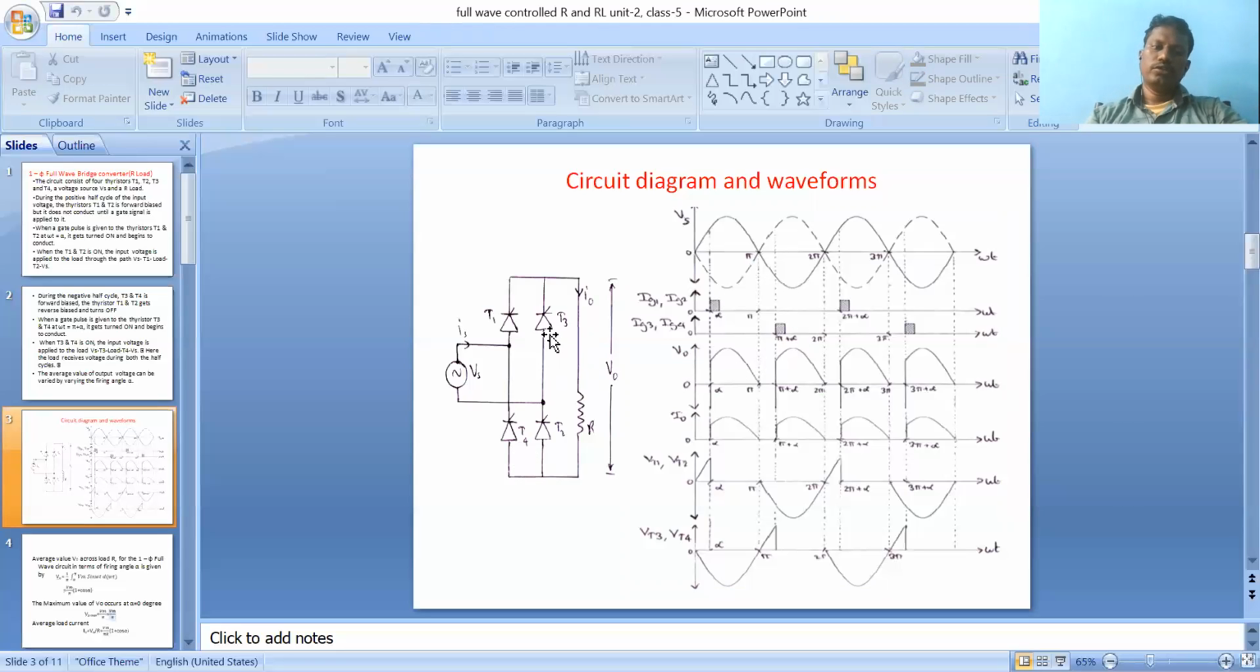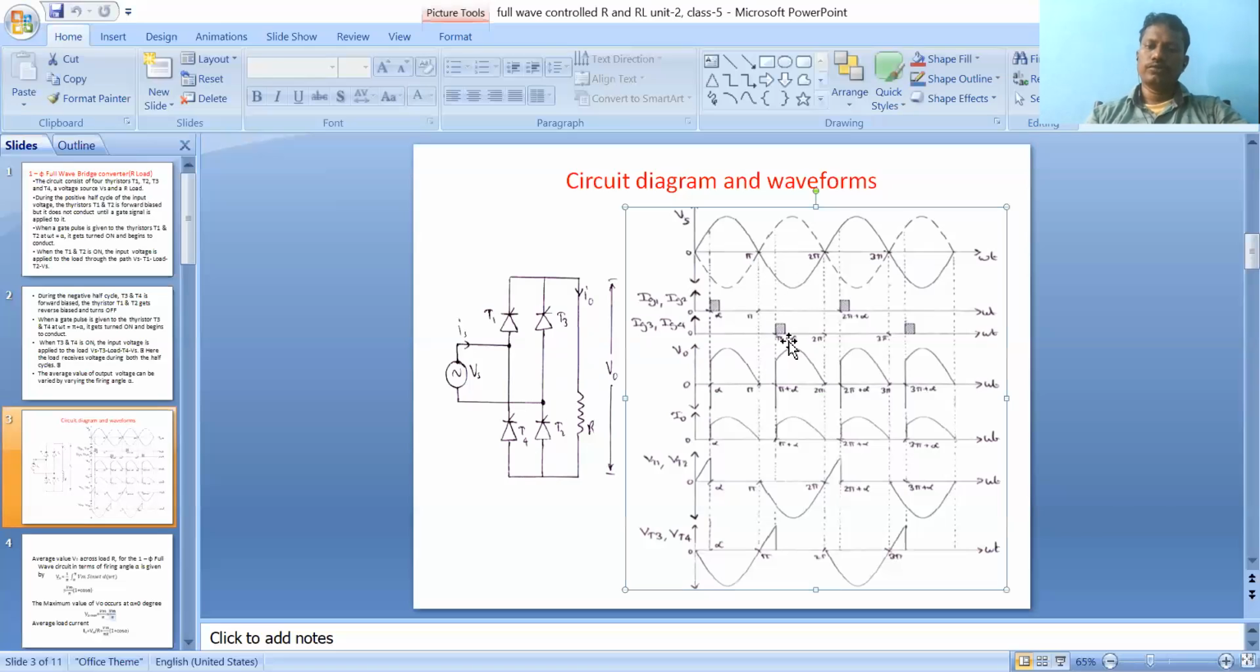Once T3 and T4 are forward biased, they are in forward blocking mode. This mode can be changed from blocking to conduction by giving gate pulses. So you should apply gate pulses Ig3 and Ig4 during the negative half cycle. Clear? So at the end of the positive cycle, at pi, the output voltage is 0.